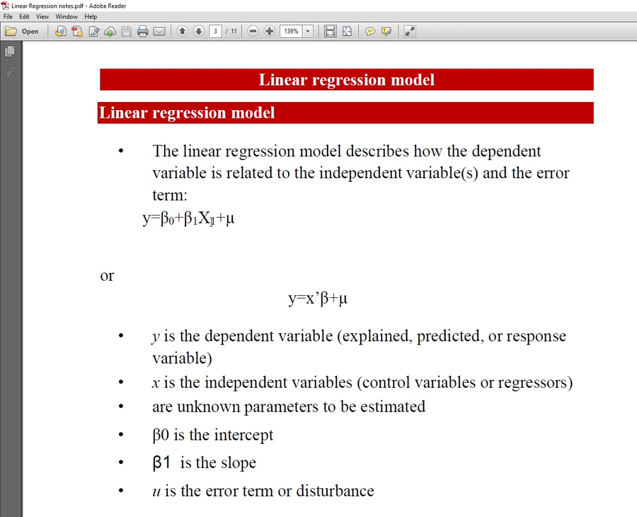We have the x's, so we have x1. And if you recall, we said if you only have one independent variable in the model, then you're dealing with what you call a simple linear regression. If you're having more than one independent variable, then that's when you're talking about multiple linear regression. So x1 is the first independent variable. So in this case, I want you to picture x1 as education.